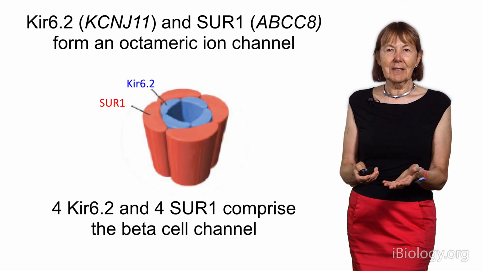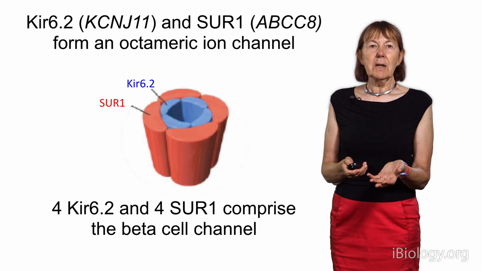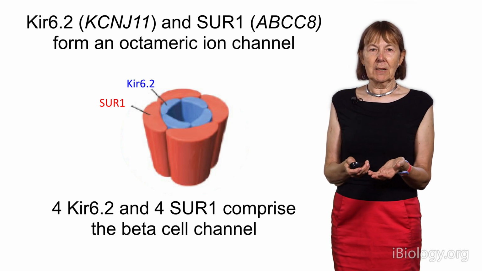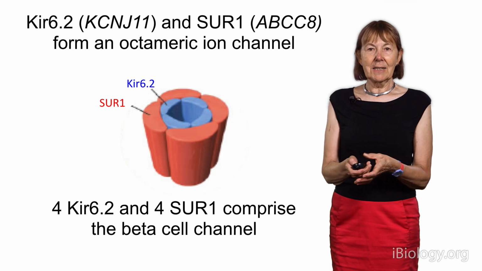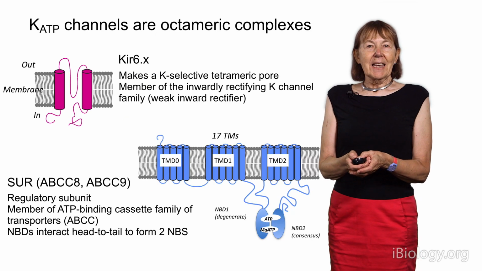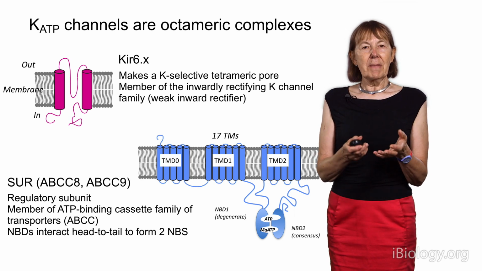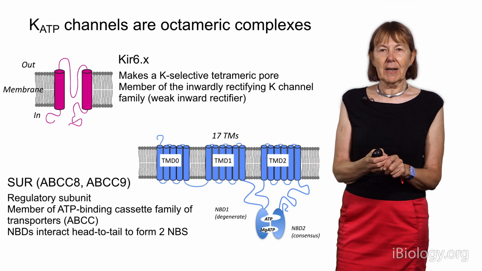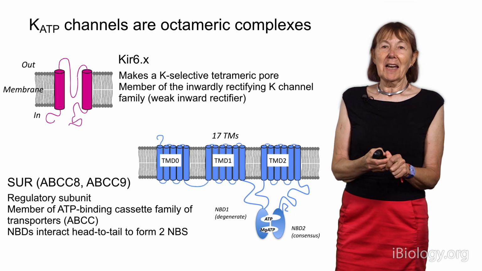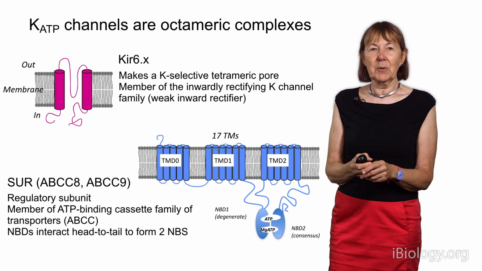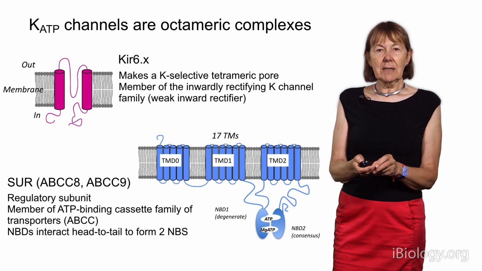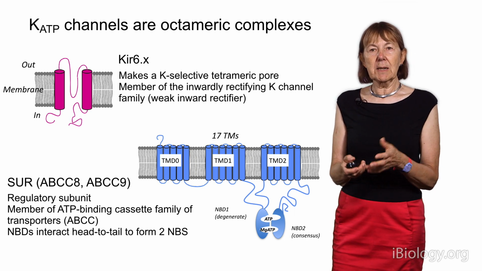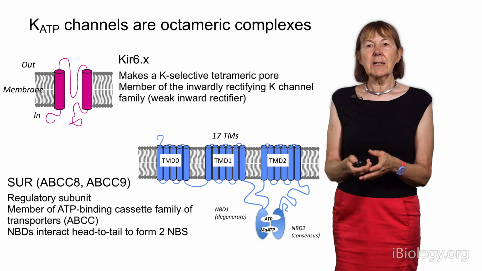We know that the KATP channel is a very complex molecule. It's an octamer formed from 4 Kir6.2 subunits and 4 SUR1 subunits, regulatory subunits, at least in the pancreatic beta cell. The Kir6.2 subunit makes the potassium-selective tetrameric pore, and this is a member of the inwardly rectifying potassium channel family. However, despite its name, it's only a very weak inward rectifier. And it associates in a one-to-one fashion with the sulfonylurea receptor SUR1, which is so called because it binds drugs known as sulfonylureas. And this is a very much larger protein.